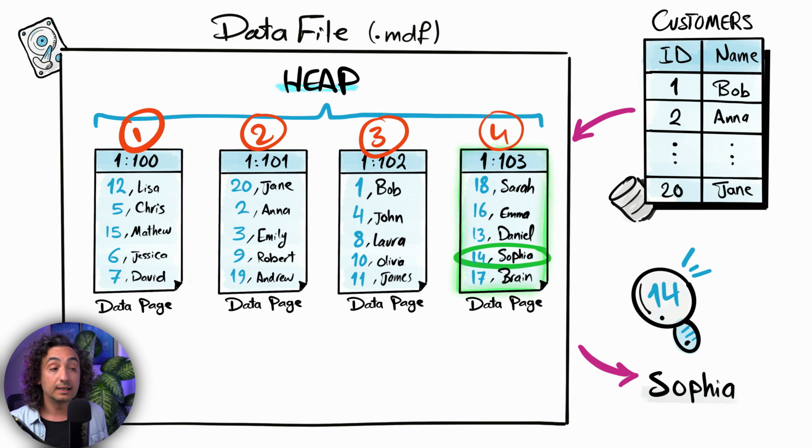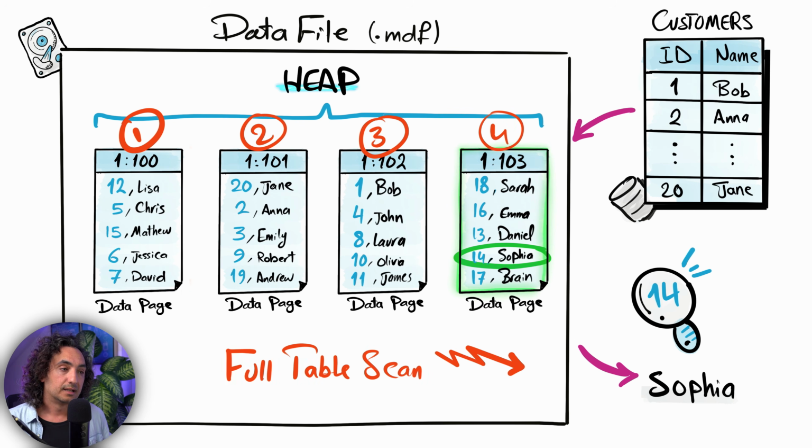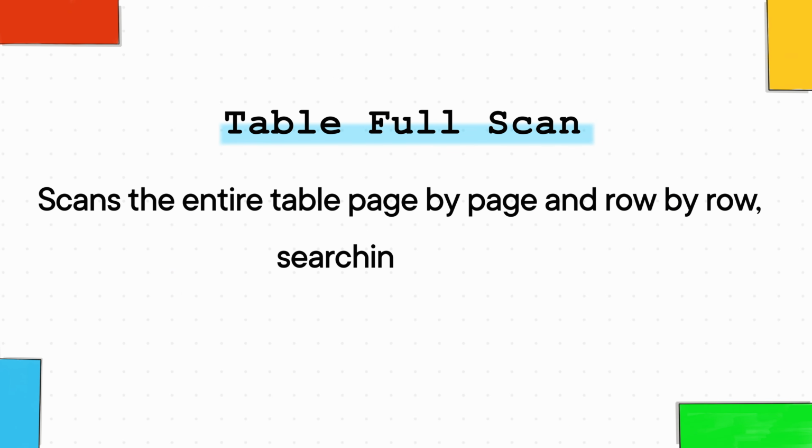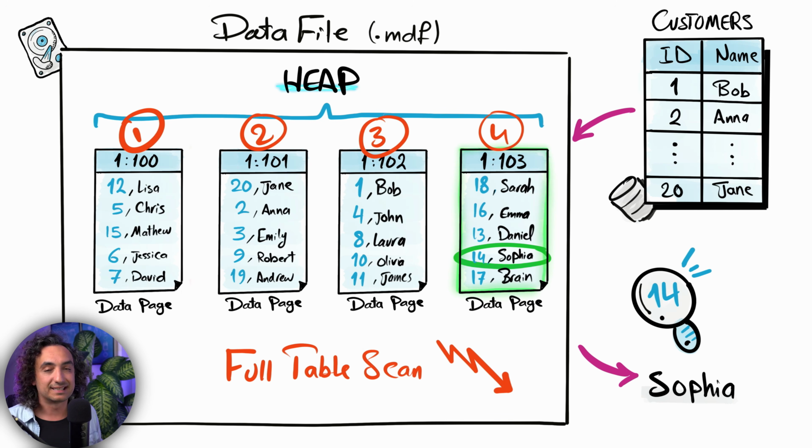And this process, we call it a full table scan. So a full table scan means SQL is scanning the entire table page by page and row by row in order to find a specific row. And of course, for this table, maybe it's not a big deal, but if you have a big table where you have hundreds of thousands or maybe millions of rows, searching through the heap structure is going to be very painful and slow in order to locate one row. And that's exactly why we need indexes in SQL databases.